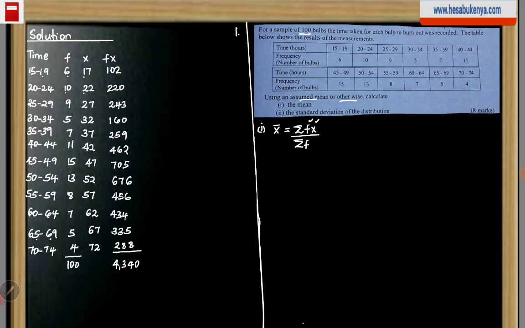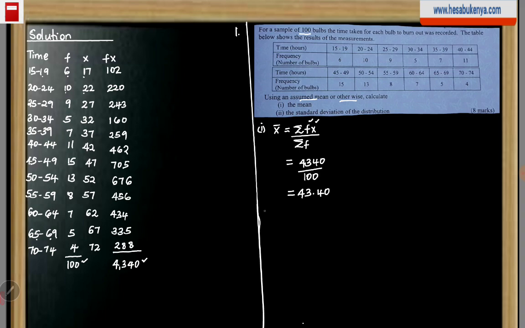Now we have the values that we need. We have the sum of fx. We also have the sum of f. Therefore, we can get our mean. So this will be equal to the sum of fx is 4340. The sum of f is 100. So dividing the two, we will get 43.40. And that is our mean.